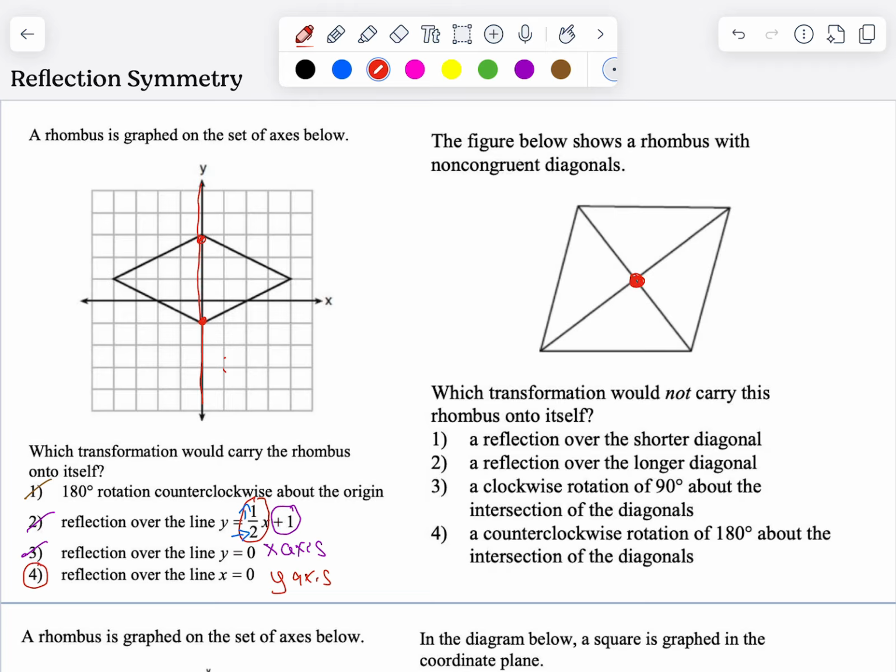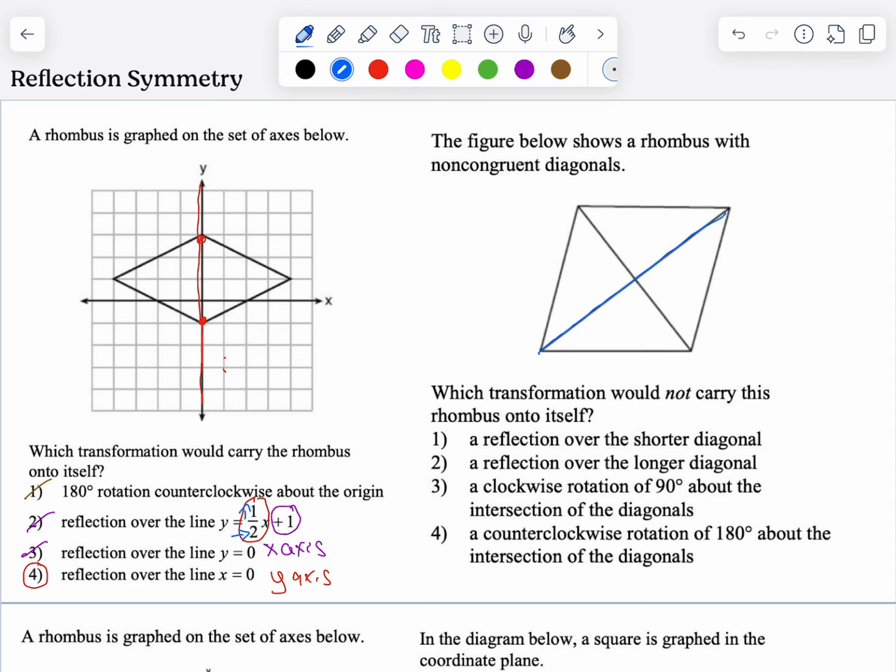So the intersection of the diagonals is directly in the middle of the shape, so the rotations could be good. Because if you rotate around the center of the shape, there's a good chance it might end up mapping it onto itself. Let's check out the reflections first. I don't know which one's the longer and which one's the shorter diagonal, but it doesn't really matter because we're checking out both of them.